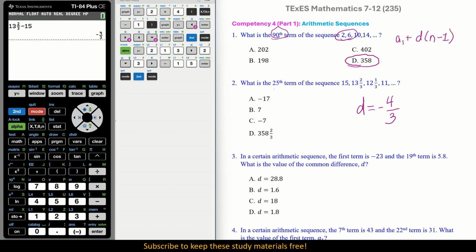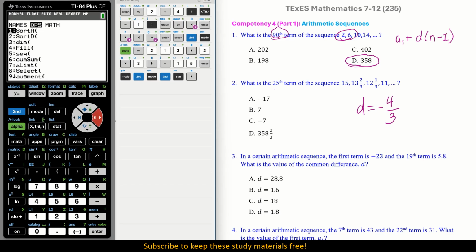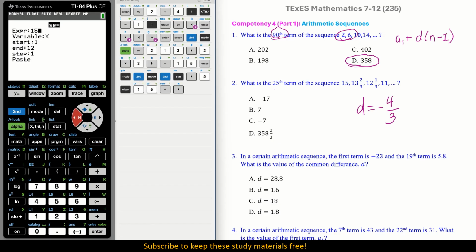All right, I'm going to back out of that, and let's say second stat, arrow over to Ops, and we need number 5. So push number 5. This is where we're going to enter our expression that we would have created just like number 1. Okay, so clear this out. And our first term is 15. Then, oh, not plus, we need minus.